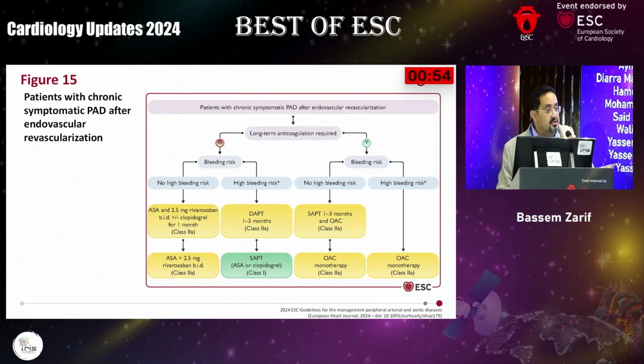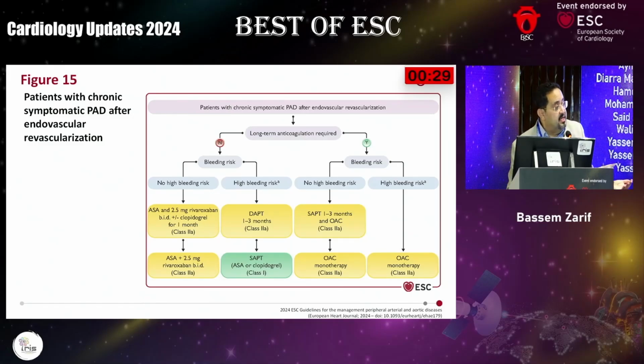If anticoagulation is recommended for the AF, for example, with high bleeding risk, so monotherapy with oral anticoagulation will be class 2A indication. If there is no high bleeding risk, so we can combine SAPT for 1 or 2 months plus oral anticoagulation, this is class 2A, and finally the final destination will be solo oral anticoagulation later on.